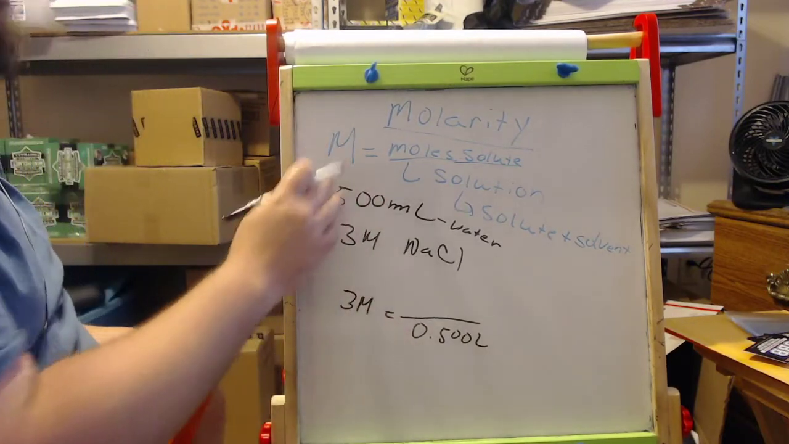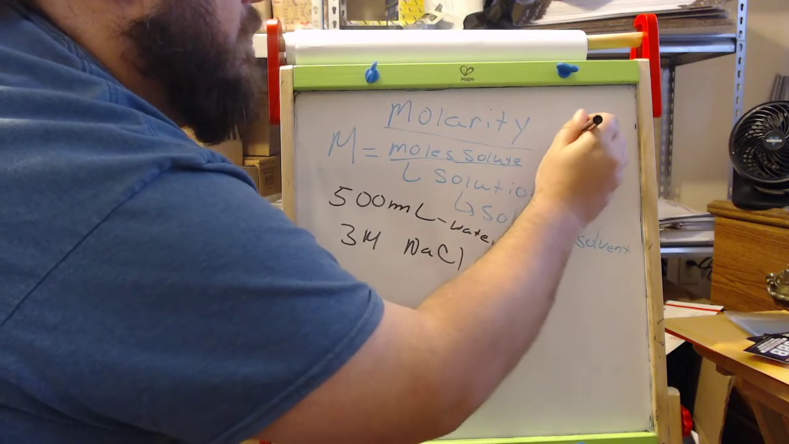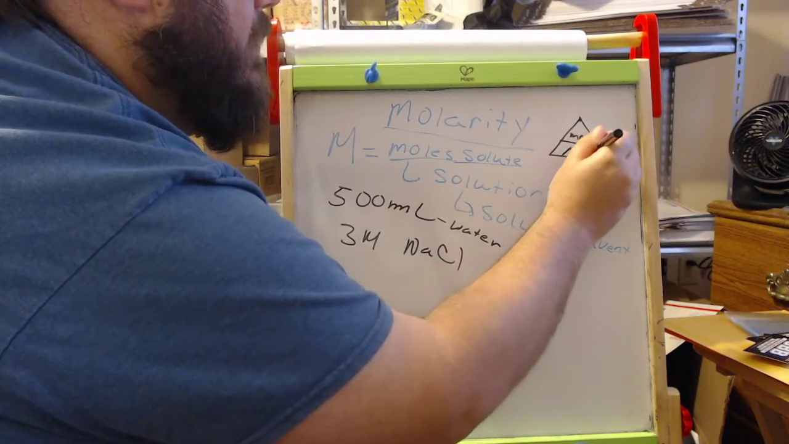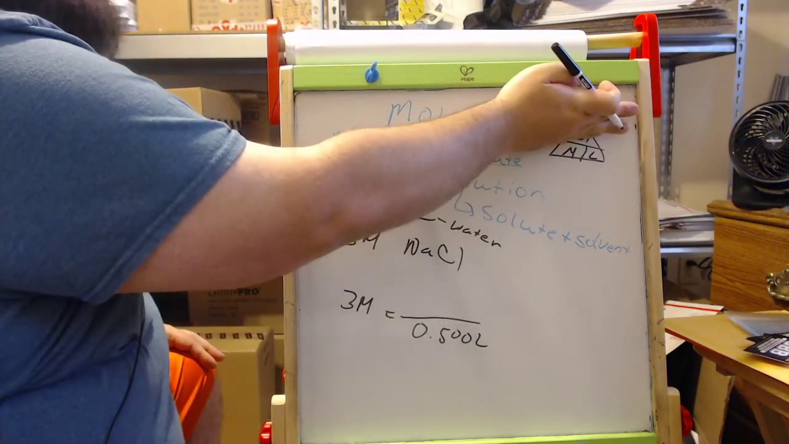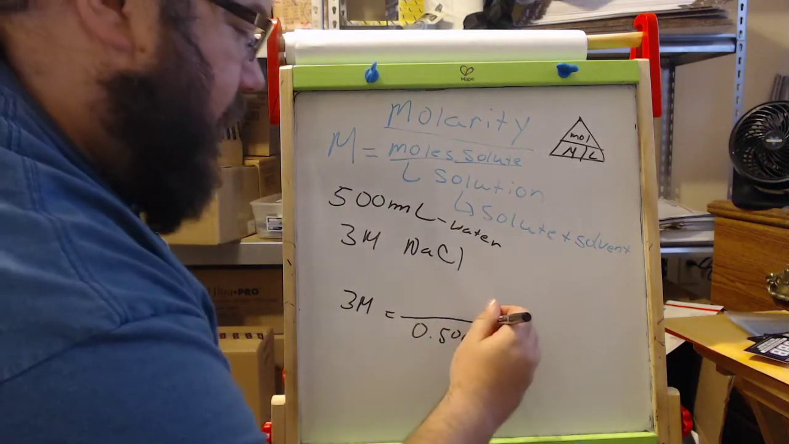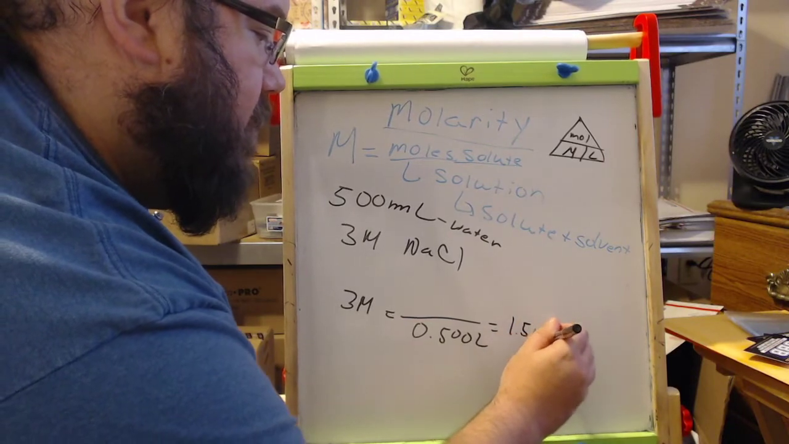Just like with density, there's the molarity triangle. Moles on top, molarity and liters on the bottom. Cover what you're looking for, and that's how you find it. So cover up moles, multiply molarity times liters, and I would know I need 1.5 moles of NaCl.